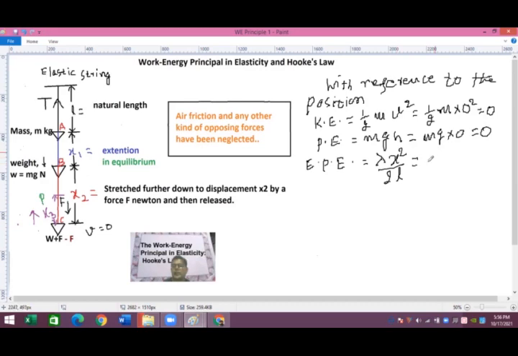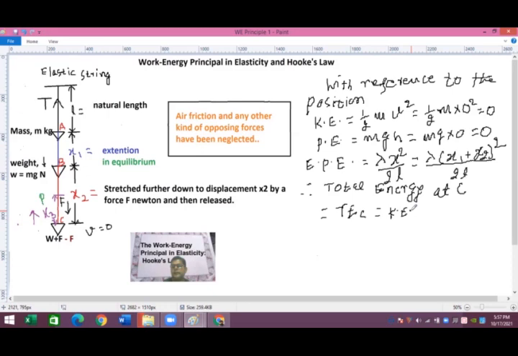So you can write here lambda (x1 plus x2). That means we have to add up these two lengths together and then divide by 2 times L, and therefore you can say that the total sum of energy, or total energy at C. In short, you can also write that TE at C is the sum of kinetic energy, potential energy and the elastic potential energy.